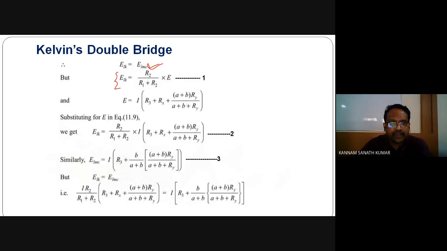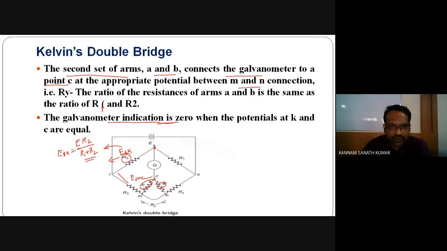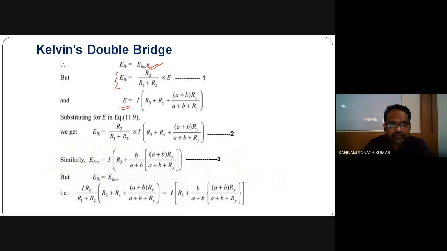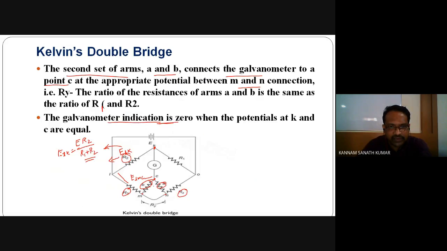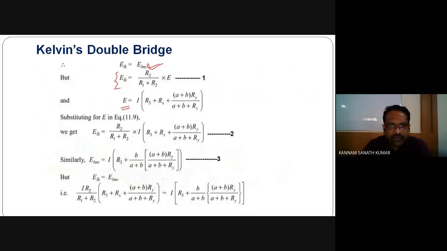Next, you need to find the total voltage: E equals I into R3 plus Rx, plus (A plus B) into Ry by (A plus B plus Ry). This is the total potential. So you got the total voltage; substitute the E value in this equation.